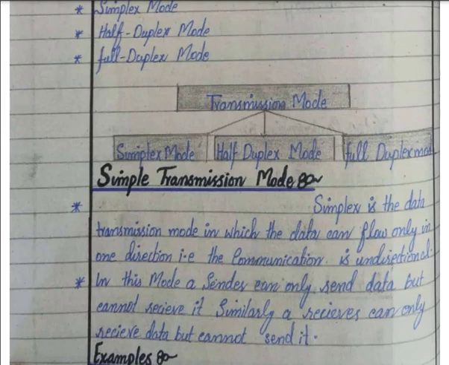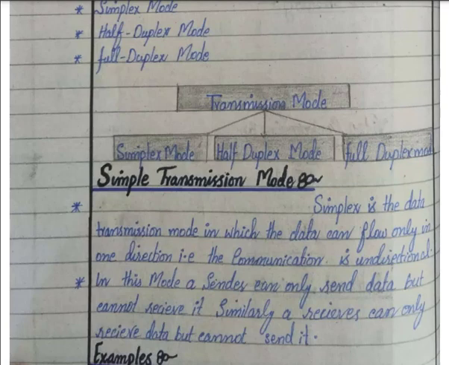the data transmission in which data flow is only in one direction. When two devices are connected together, the direction of the data flow will be single. It is unidirectional. So simplex is a data transmission mode in which data can flow only in one direction. That is, data communication is unidirectional. In this mode, the sender can only send data but cannot receive it. Similarly, a receiver can only receive data but cannot send it.